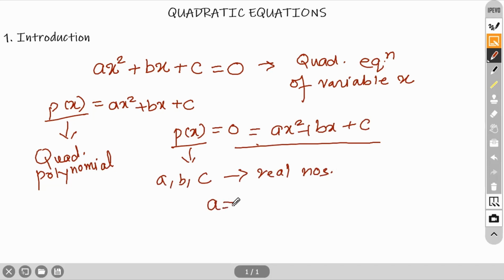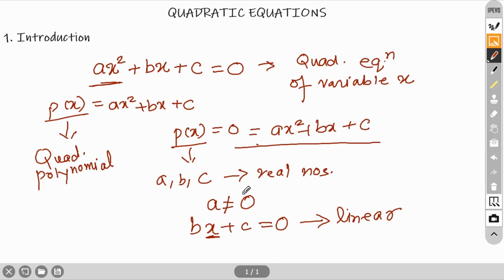And a can never be equals to 0. Because if a turns 0, then this term ax square will become 0, and we will end up with the equation of the form bx plus c equals to 0, which is a linear equation because the highest power of x is 1. So a can never be equals to 0 in this form.